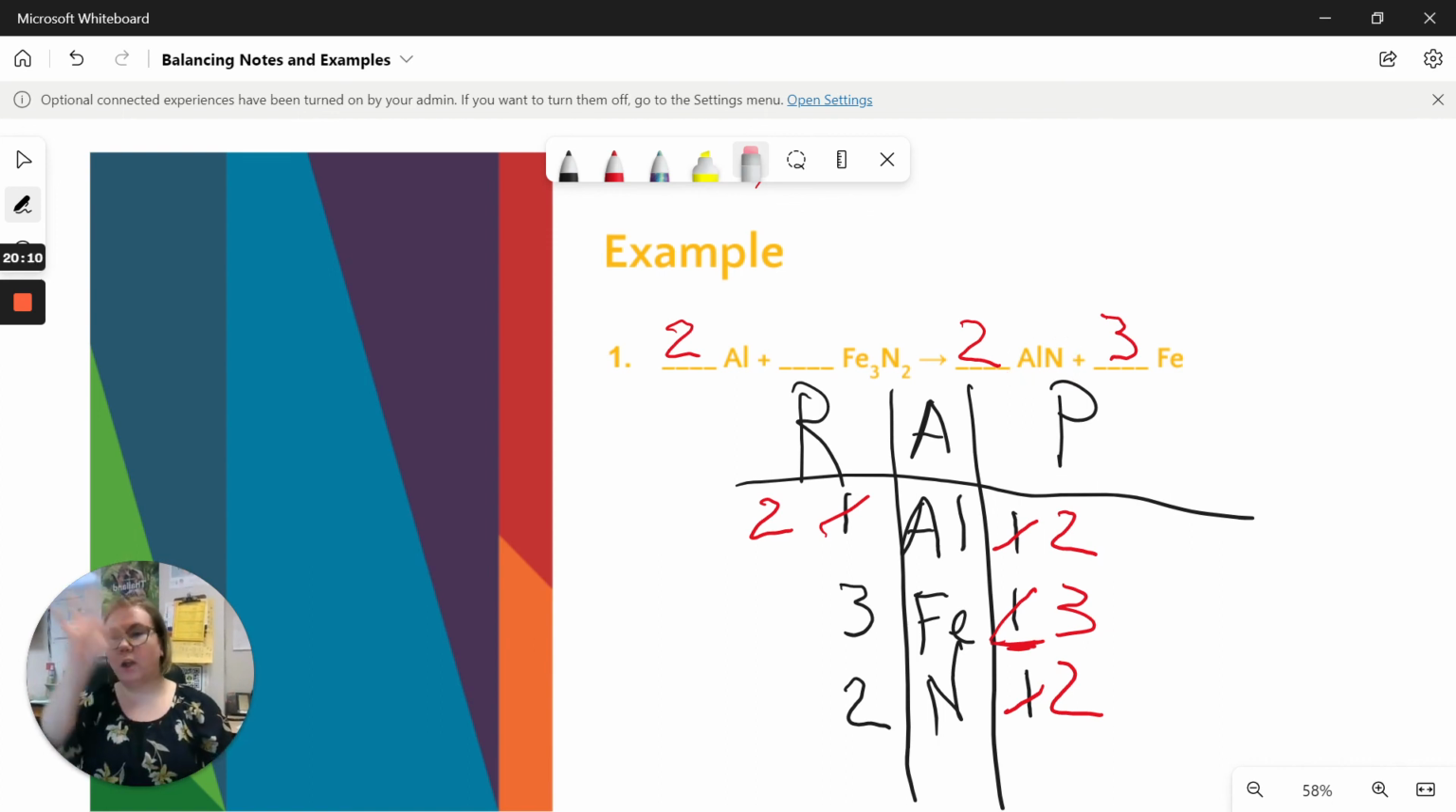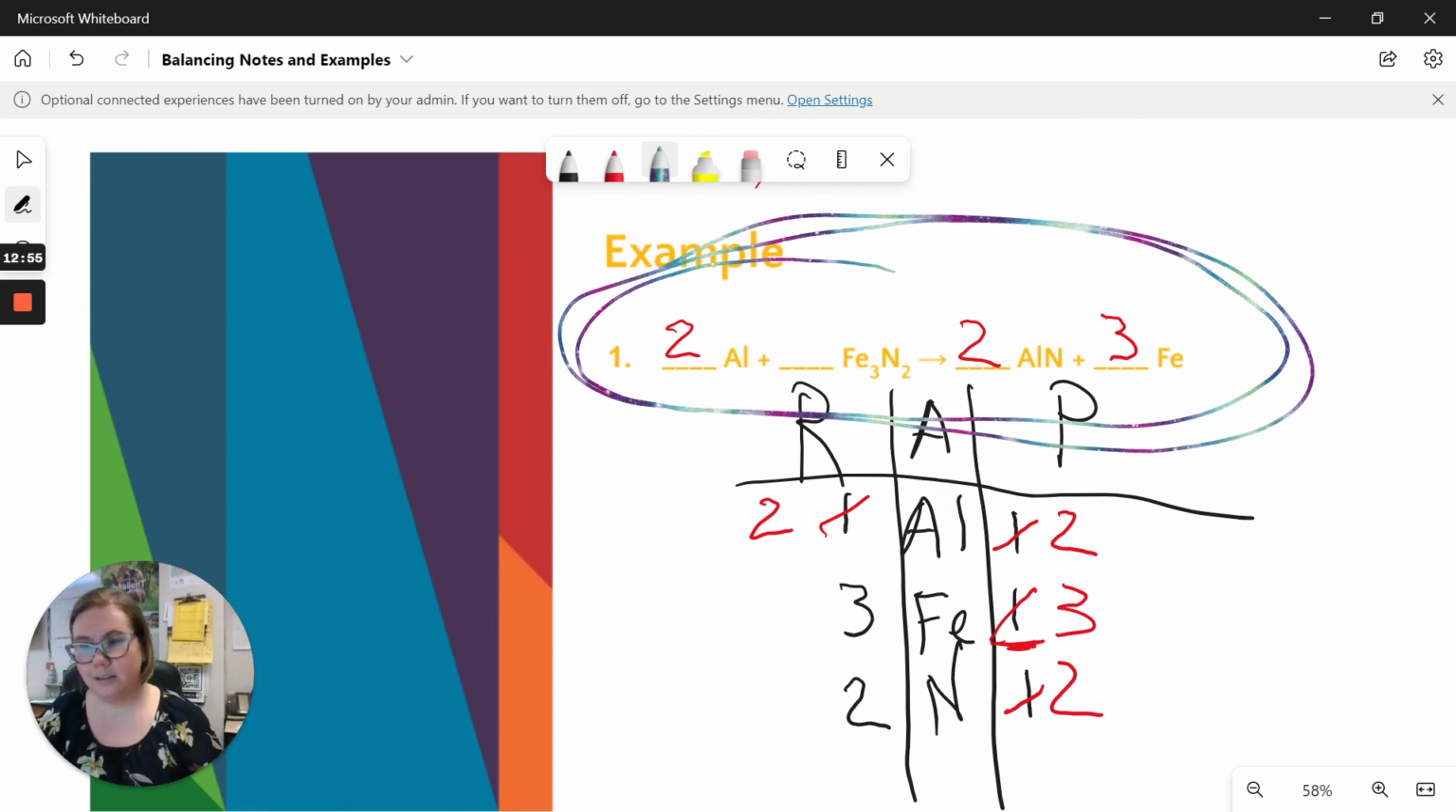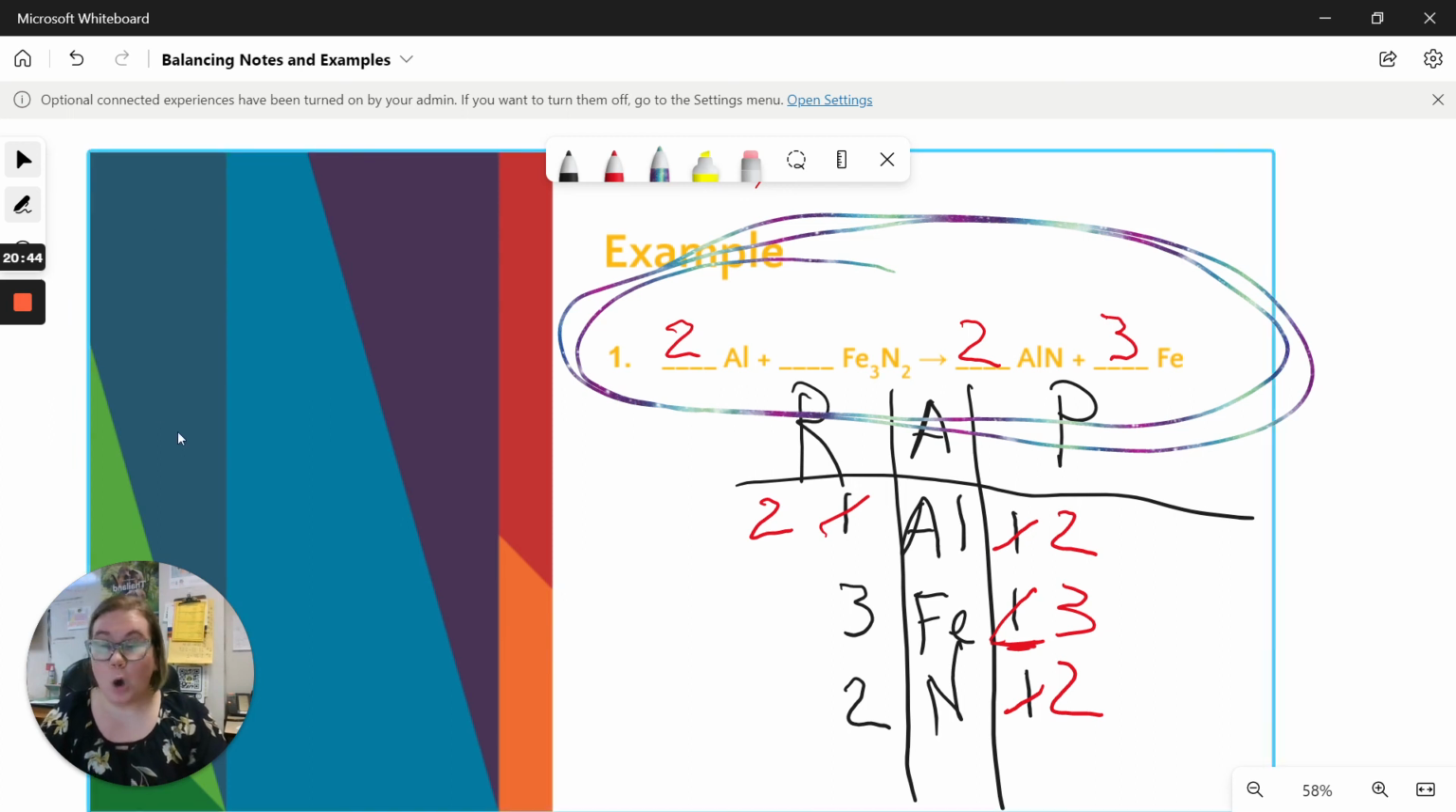You can always double check by recounting with the big numbers you've put there, you know, erasing everything on your wrap table to make sure it makes sense. But this is our correct answer. Now I said before, our wrap table is not the answer, right? What is the answer? The equation. Okay, this equation I've circled up here. That's the answer. The wrap table is just a tool to help you get there. So 2Al plus Fe3N2 reacts to form 2AlN plus 3Fe. That's our answer. Hope this makes sense.